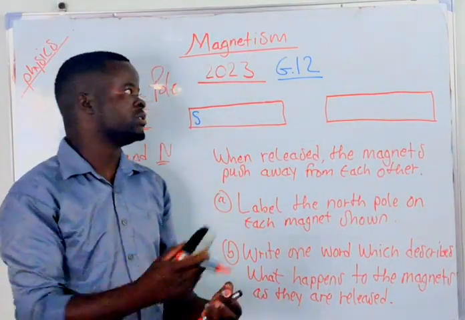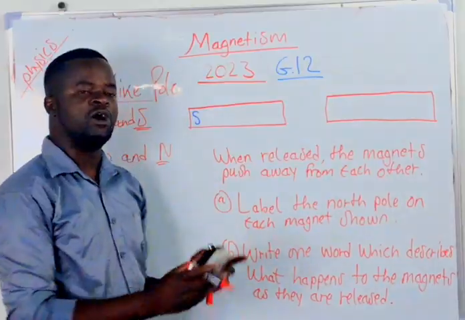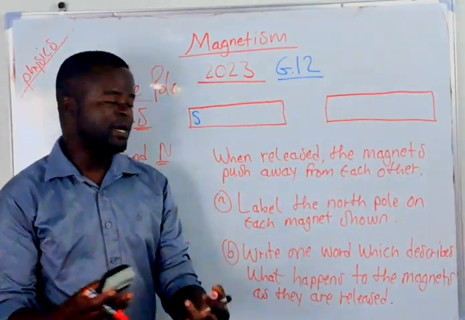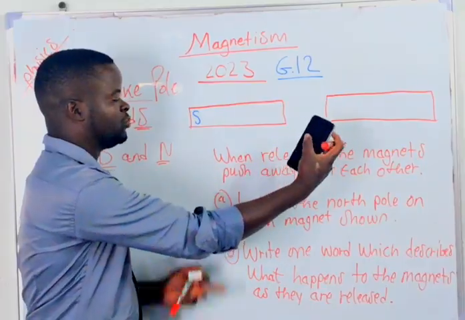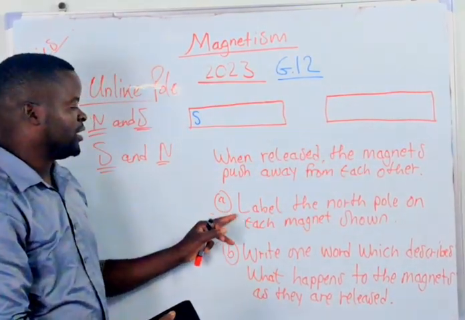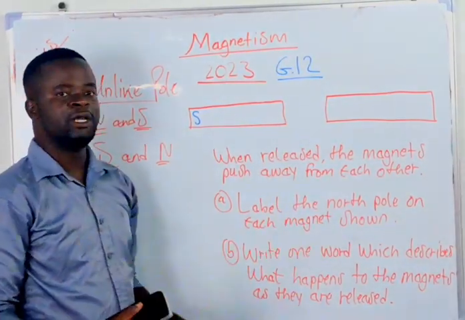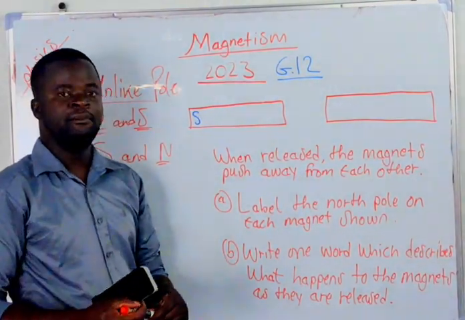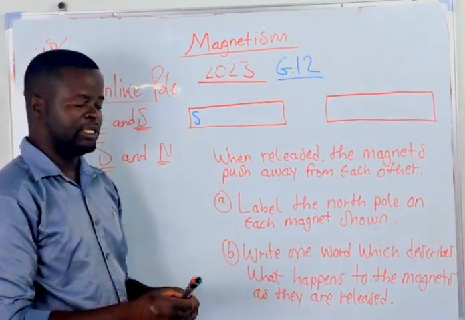So we are going to come across this particular question which came in 2023 under the internal exam for our grade 12s. Remember that when the two bar magnets were released, they pushed away from each other. Question A is saying label the north pole on each magnet shown. Label the north pole on each magnet shown. So how are we going to know that this is the north pole?